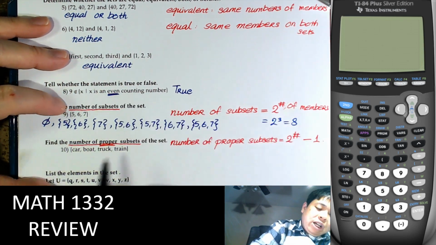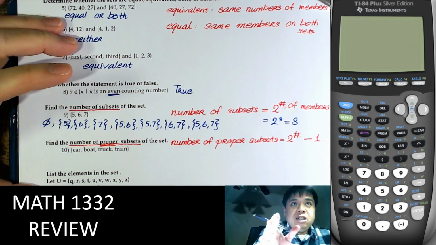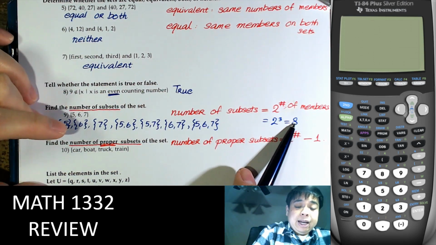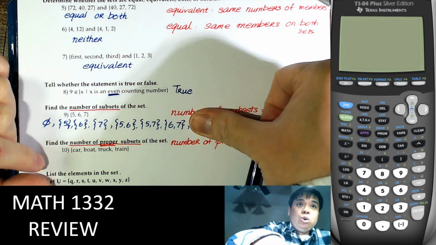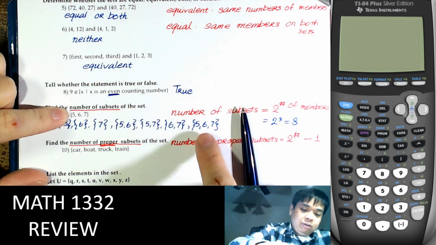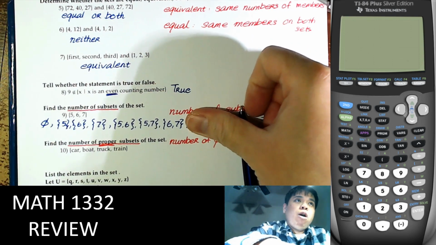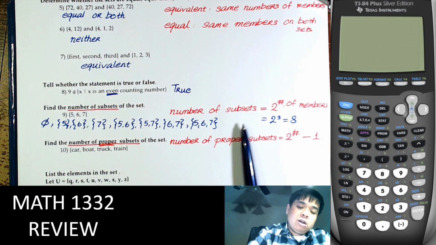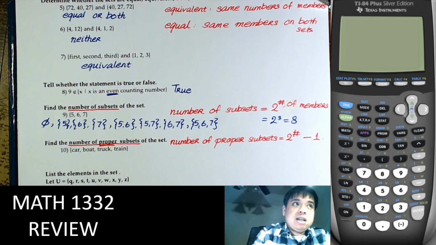Yeah, so if we count 1, 2, 3, 4, 5, 6, 7, 8, so there are 8 subsets, so that's good. Now if we talk about proper subsets, all we do is just exclude the set itself, right? 5, 6, 7. If we exclude the set itself, now we have 7 proper subsets. So the number of proper subsets is just 1 less than the number of subsets.